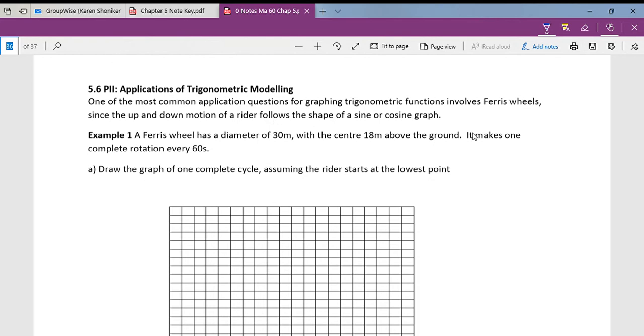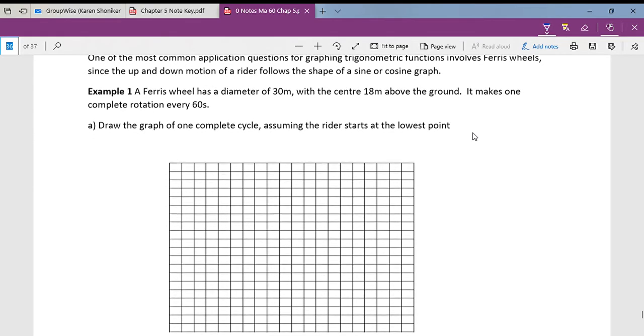Okay guys, so here we go with the last lesson of chapter 5. So this is 5.6 part 2, which is applications of trigonometric modeling. So what we're going to do is look at if you were to model some sort of scenario using a trig function, how you would come up with the equation and then how you would use that equation.